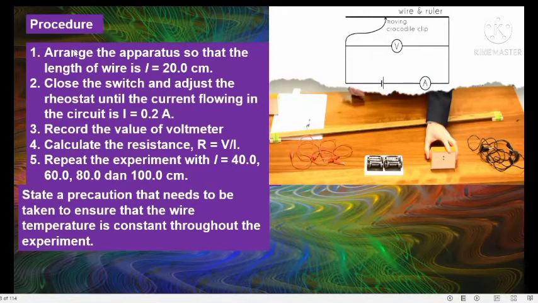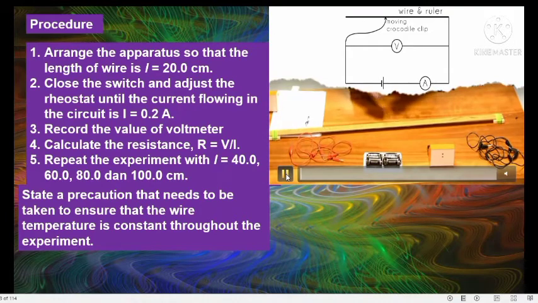The procedure: arrange the apparatus so that length of wire L is 20 cm. Close the switch and adjust rheostat until current flowing in the circuit equals 0.2 ampere. Record value of voltmeter. Calculate resistance R equals V divided by I. Repeat experiment for L 40, 60, 80 and 100. Okay, let's watch the video to show how this activity can be carried out.